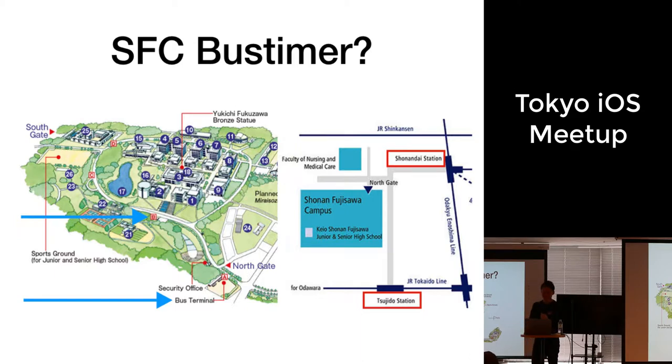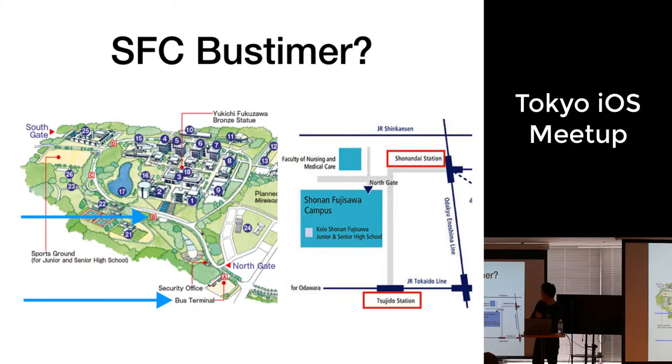Okay, so that aside, the SFC Bustimer is basically a Bustimer app for students on our campus. You might ask, why do you need a Bustimer in 2019 when you have Google Maps and Maps and all the applications? Well, it turns out that on our campus, we have two bus stops. The first blue arrow is one bus stop inside the campus, and there's also another bus stop outside the campus called Rotary.